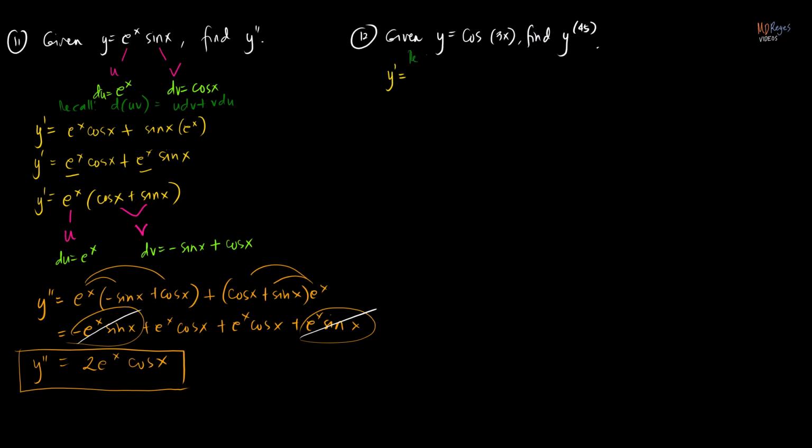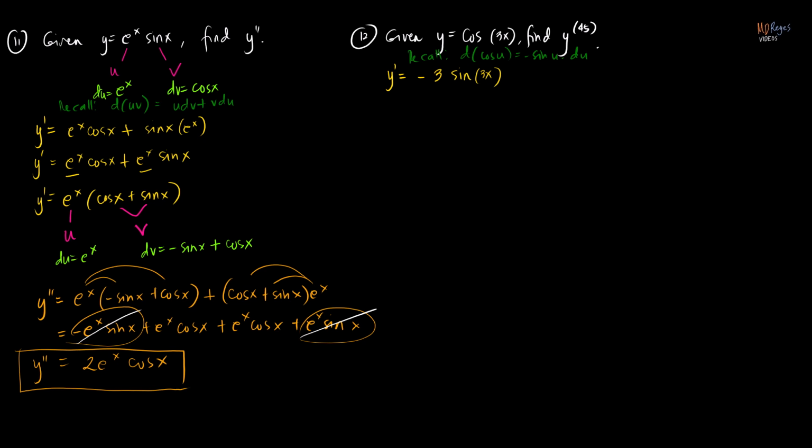We recall the formula for the derivative of cosine of u. I hope you remember this by now. It's negative sine of u times du. So the first derivative of the function is negative sine of u, where u is 3x, times the derivative of 3x. What's the derivative of 3x with respect to x? It's 3. So I'll write the constant here in front. So that is y prime.